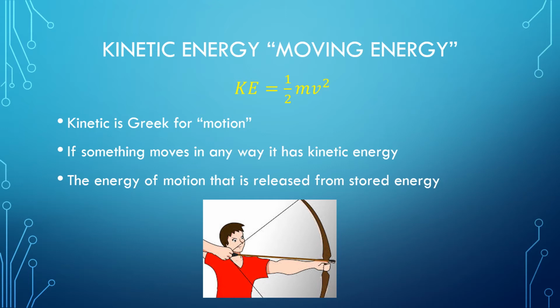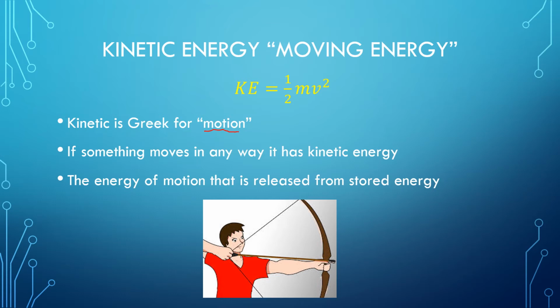Let's look at a different form of energy. So kinetic energy is called moving energy. If an object is in motion, it has kinetic energy. To calculate kinetic energy, we're going to be using the following equation, 1/2 mv squared, m being the mass, v being the velocity. The term kinetic is actually Greek for motion, because kinetic energy, like we said, is moving energy. All objects in motion have a kinetic energy.